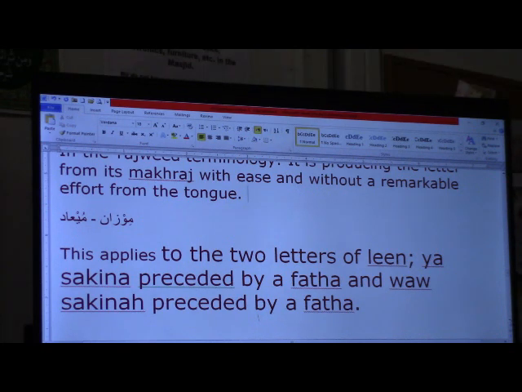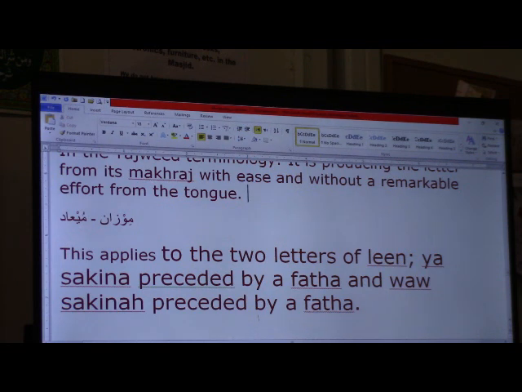They're easy. So this applies to the two letters of lean: ya sakina preceded by a fatha, and waw sakina, as you can see, preceded by a fatha. Is that clear? Any question? So lean means pronouncing or producing the letter from its makhraj easily, without any remarkable effort from the tongue. What are those lean letters? Waw sakina preceded by fatha and ya sakina preceded by fatha.